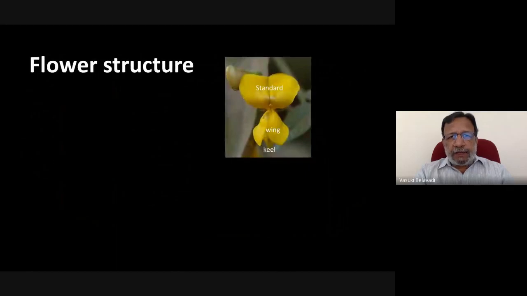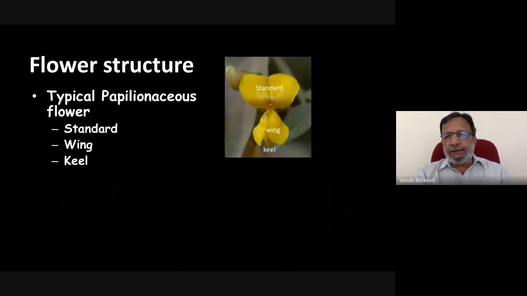Now, if you look at the flower structure, it is typically a papilionaceous flower with standard, wing and keel petals. The interesting thing in all the papilionaceous flowers is that the anthers and the style and stigma are hidden beneath the wing petal in the keel petal. So if it has to come in contact with a pollinator, it has to press the wing petal and release those anthers and the style and stigma to come in contact with those structures. That is the reason why we say that it is evolved for pollination by certain groups of insects only.